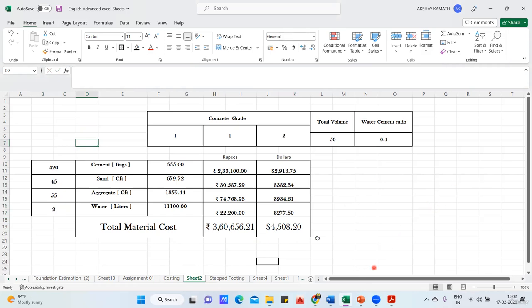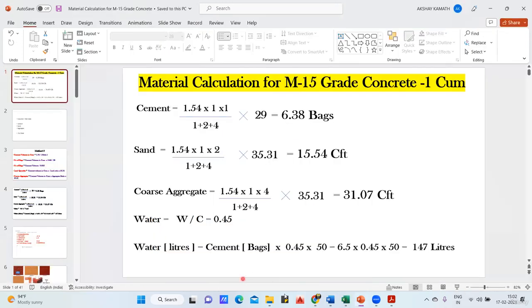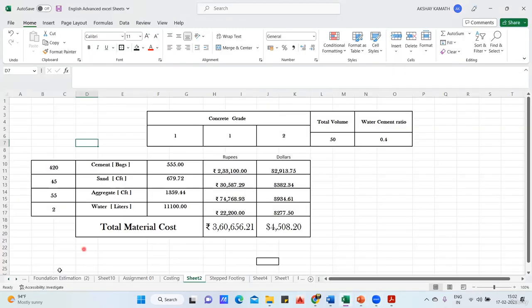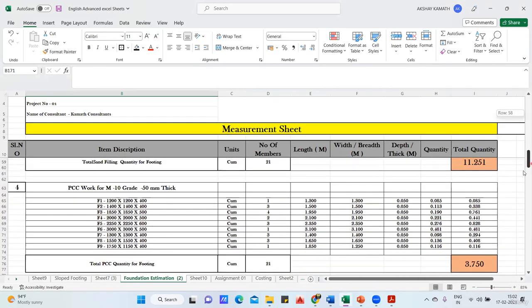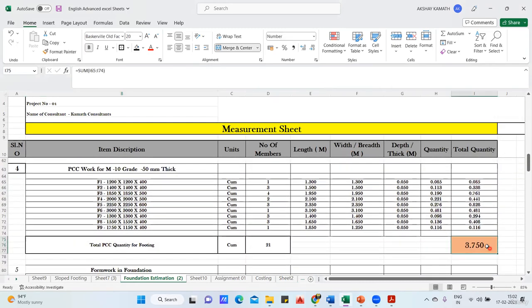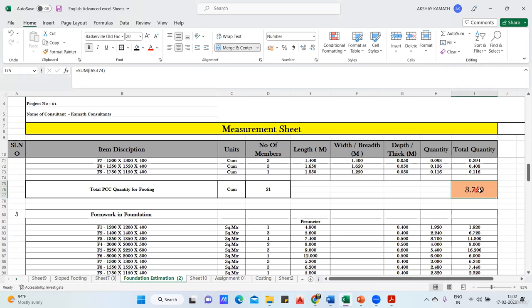Now your task will be, now I explained to you how it has to be done. So keep a template ready with you. We have done estimation initially, so right from the starting, everything we had done. What all things have we done? See, PCC we have done here, 3.750. You find out how much cement, sand and aggregate is required.